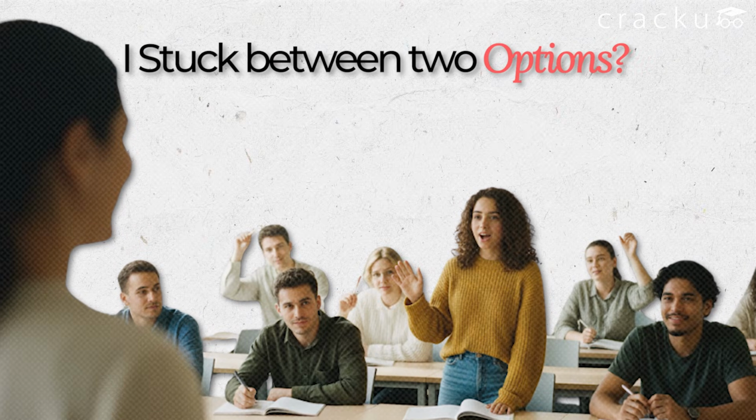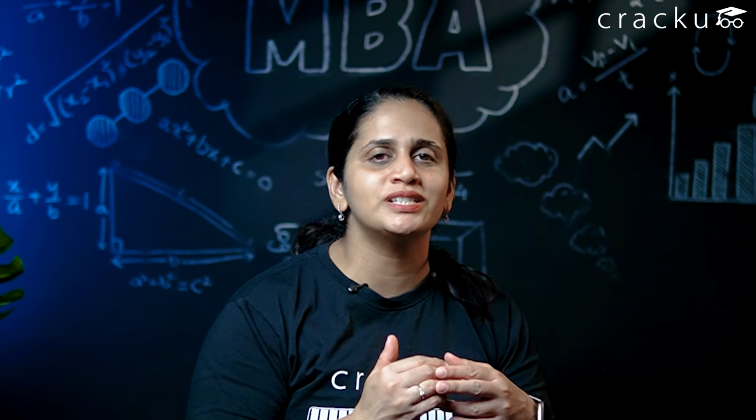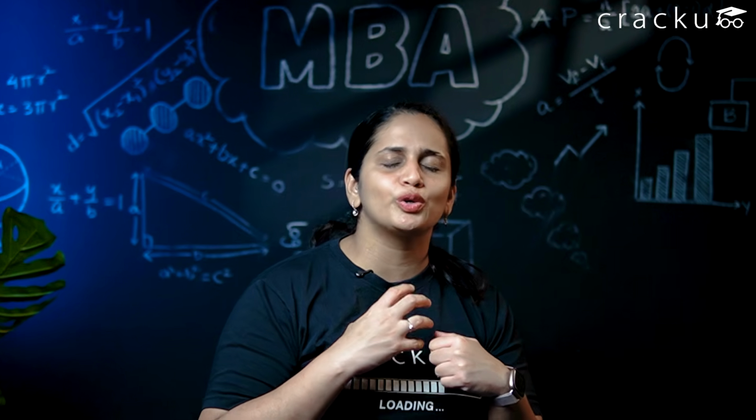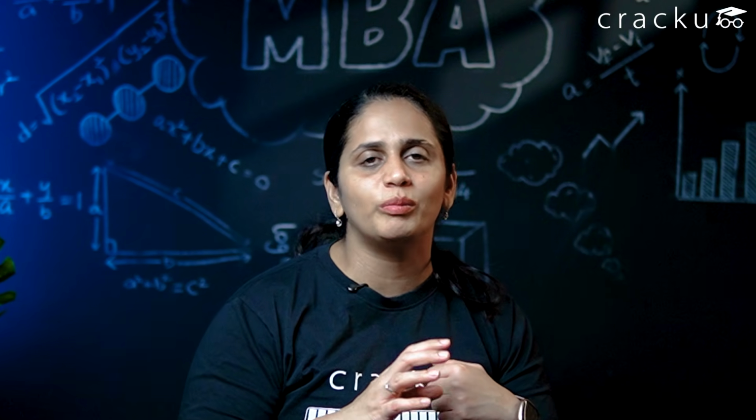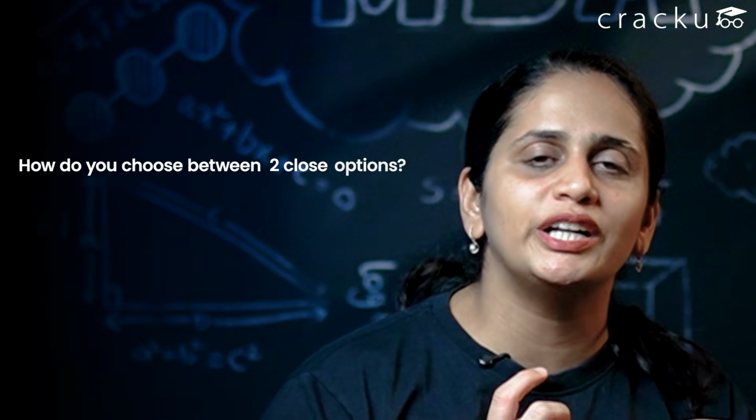A lot of students ask me, ma'am, I'm able to eliminate two of the four options, but I generally get confused between the last two remaining options and I end up marking the wrong one. This question is asked so many times that I know this is a common complaint for many CAT students. So how do you choose between two close options?